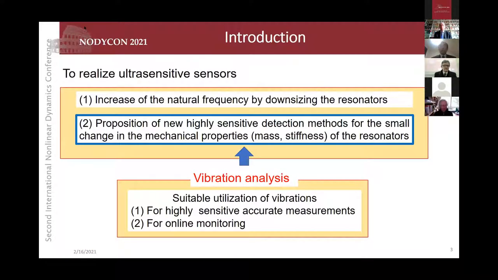To realize ultra-sensitive sensors, together with the increase of the natural frequency by downsizing the resonators, it is important to propose a new sensitive detection method from the dynamical point of view.